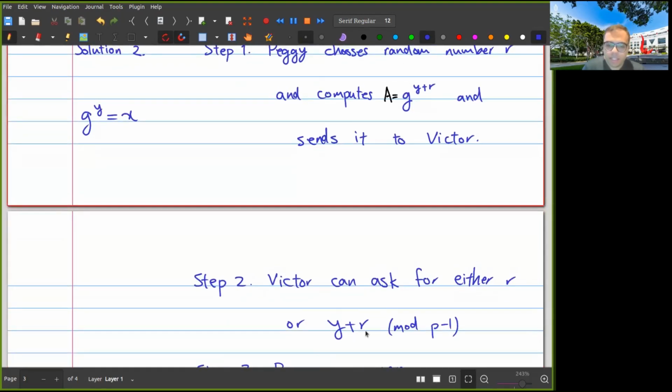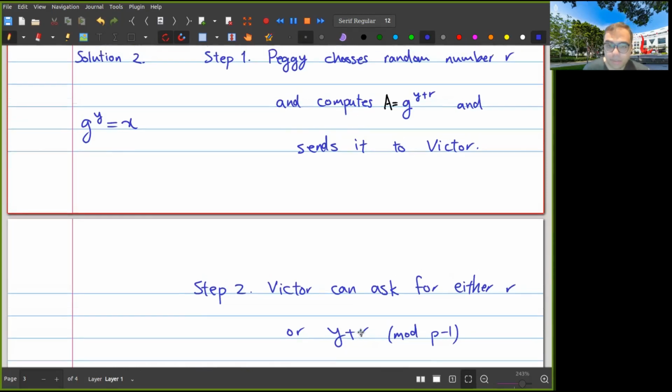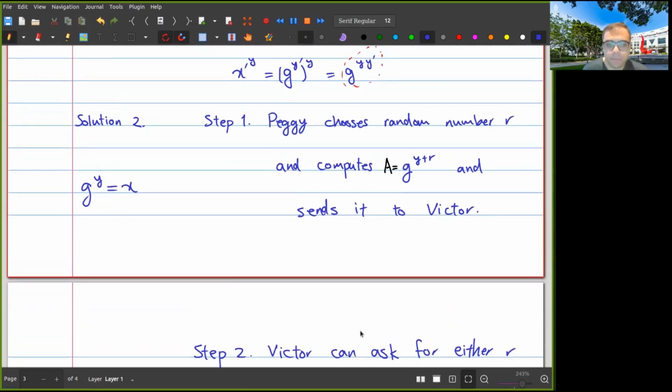So if I give him y plus r, this is also going to look exactly random because r was chosen randomly. So y plus r is not leaking any information about y because r was chosen uniformly at random. Okay, so I don't have an information leak. But why is it that only someone who knows y can do this?